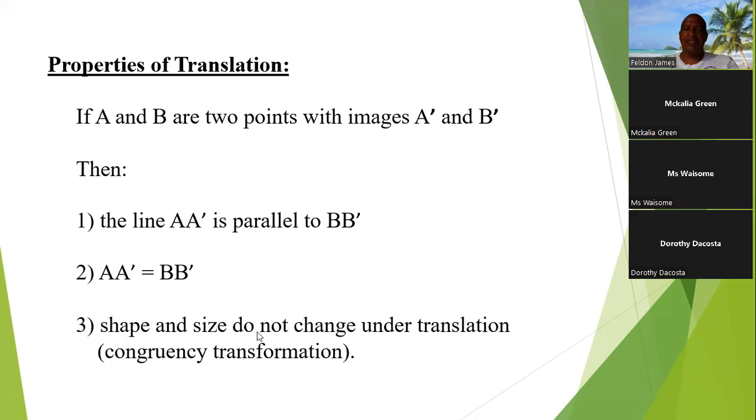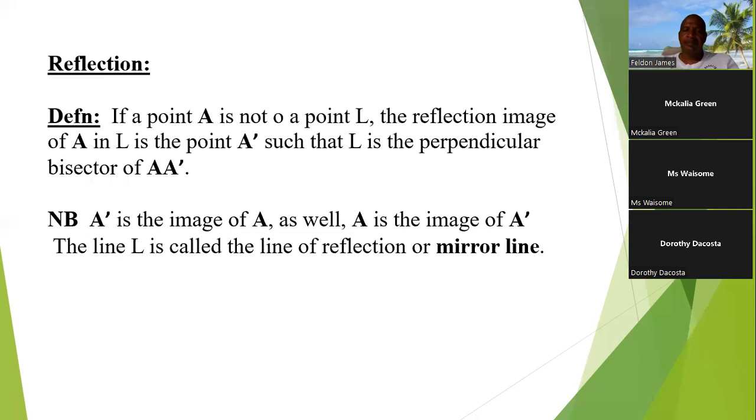Now, when the shape and the size do not change, we call that congruency. All right. Congruency means sameness or the same. So the shape remains the same, the size remains the same. So that's what we mean by congruency. And you may see that word in a question, so make sure you understand what it means. It means sameness. The shape and the size of the figure do not change.